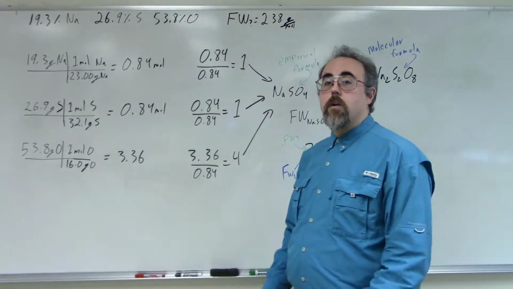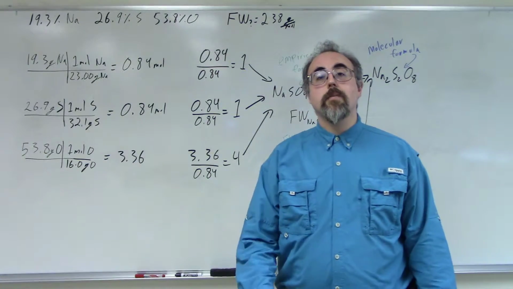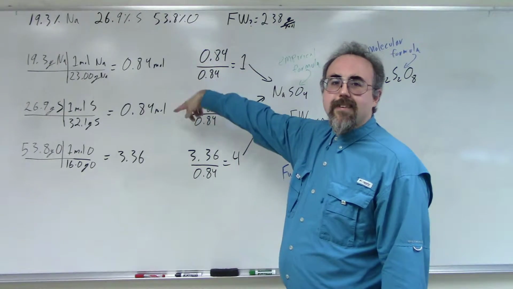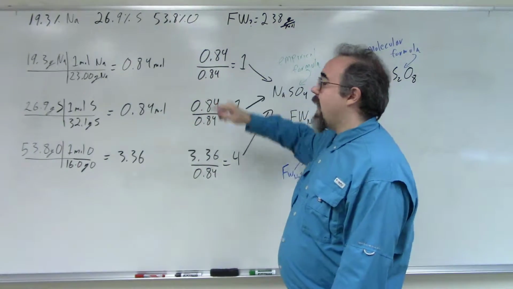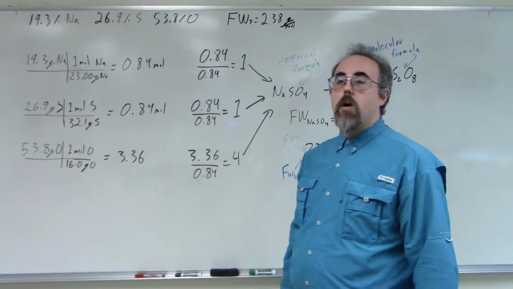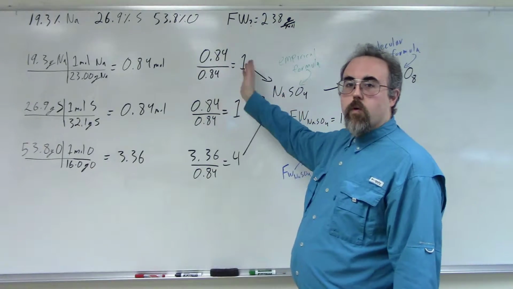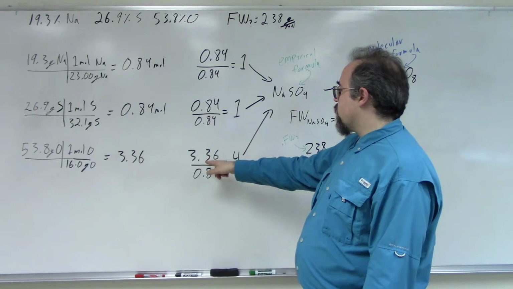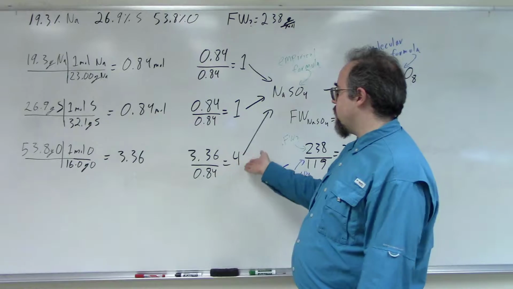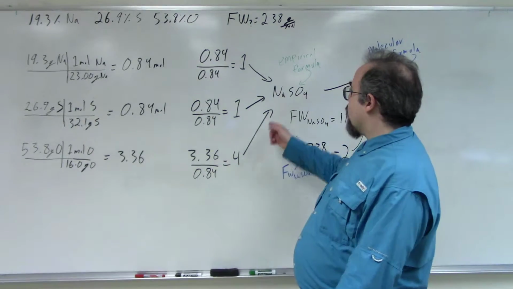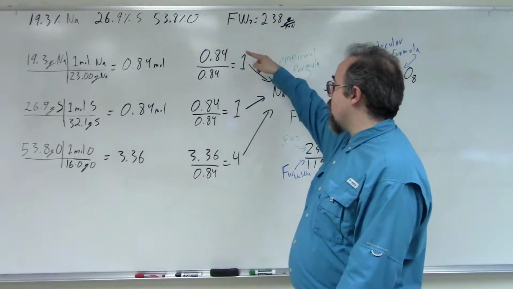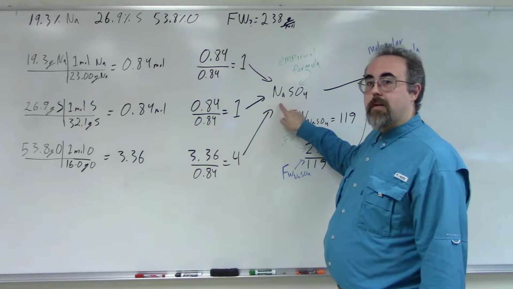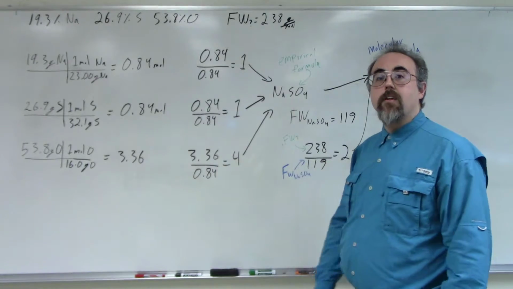Okay, so now what I want to do is figure out some ratios, because remember, an empirical formula is a ratio. So I'm going to find the smallest one. Oh, look, it's a tie, so I'll pick one of the two. And I will divide each one by the smallest. Well, 0.84 divided by 0.84 is 1. 0.84 divided by 0.84 is 1. 3.36 divided by 0.84 is 4. Okay, that says I have a ratio of 1 to 1 to 4. Yay. My empirical formula then would be NaSO4. That is my empirical formula.